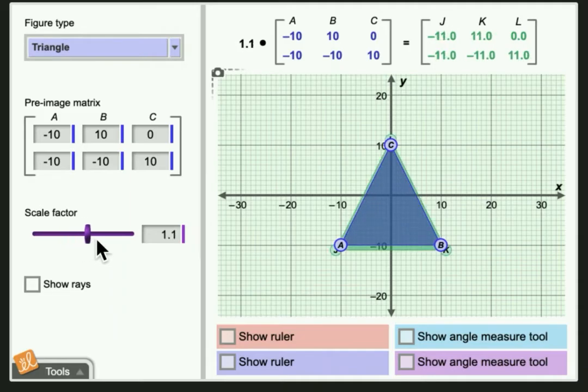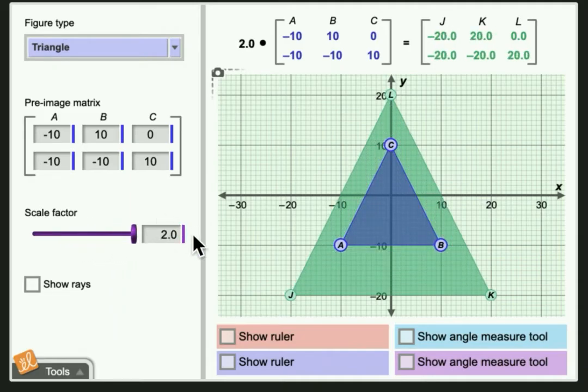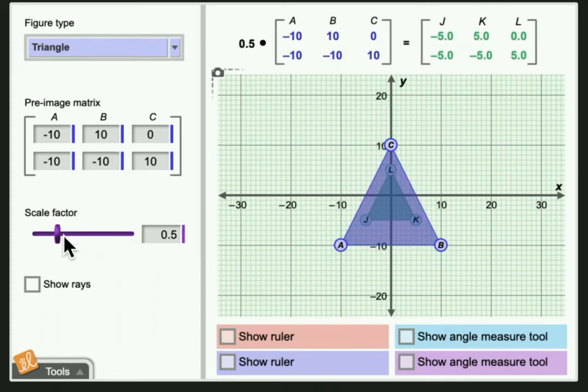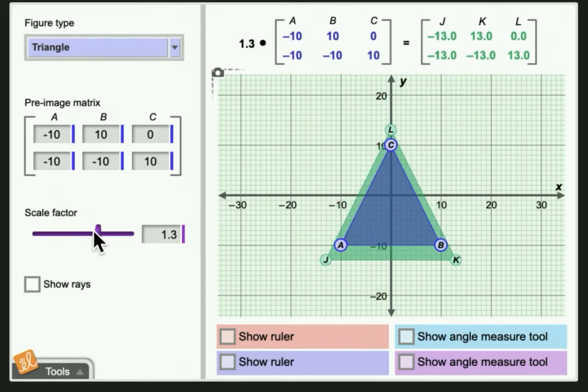And to do this, if you want to enlarge something 2 times, you just take each of the points and multiply them by 2. If you want to divide it in half, then you would take each point and multiply it by 0.5. So you're just multiplying by the scale factor, and that will make the object bigger or smaller based on the dilation. Alright, that is all.